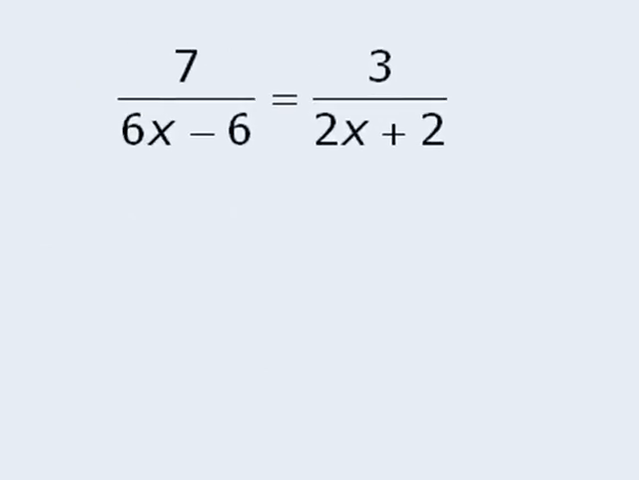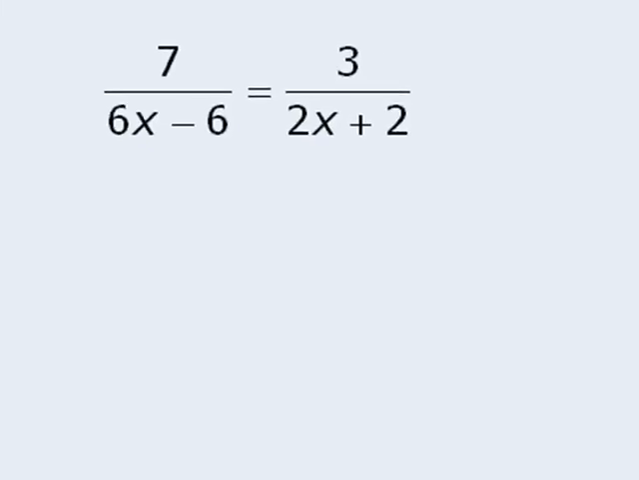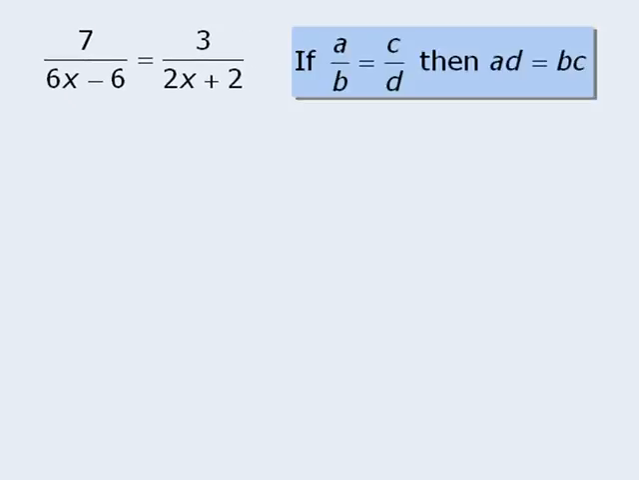For this question, it seems difficult to use the technique of multiplying both sides of the equation by the least common multiple of the denominators, since it's hard to tell what is the least common multiple of 6x minus 6 and 2x plus 2. Now, whenever we have two rational expressions set equal to each other, we can use the following extension of the least common multiple rule. It says, if a over b is equal to c over d, then it must be true that a times d is equal to b times c.